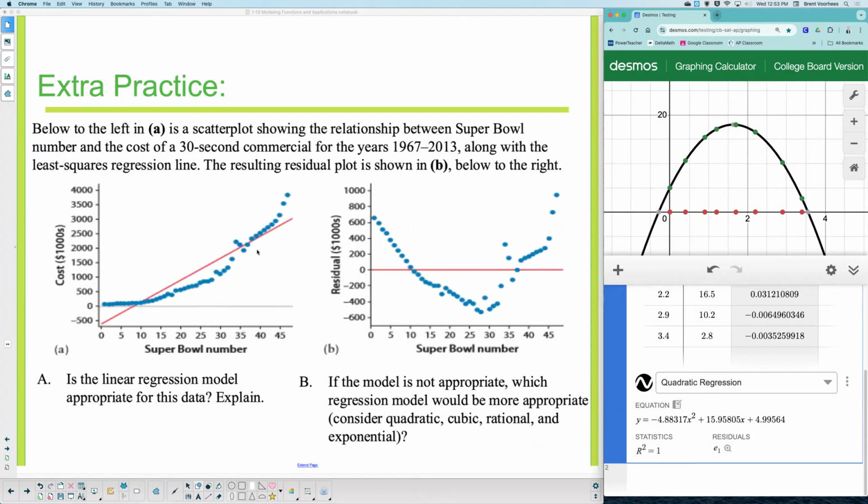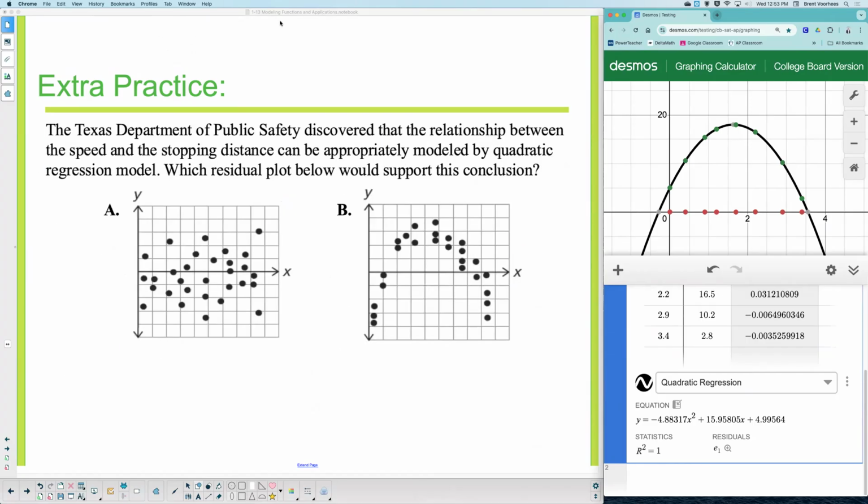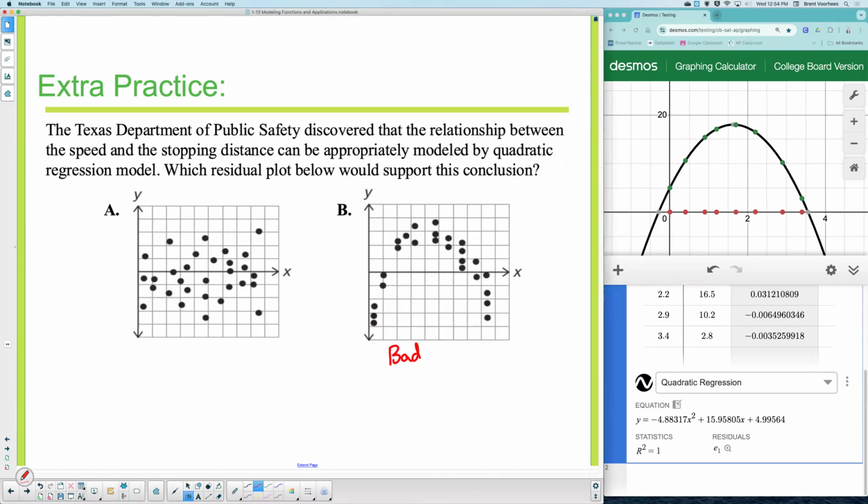I think I'm going to wind down on that. There's some extra things you can look at, but I want you now to go to the back of the packet, and let's try some of these questions here. By the way, pattern or no pattern? No pattern. That's a good residual. Pattern or no pattern? This would be a bad residual if you want to write that in. These are talking about residuals. You can look it up here. Bad residual.